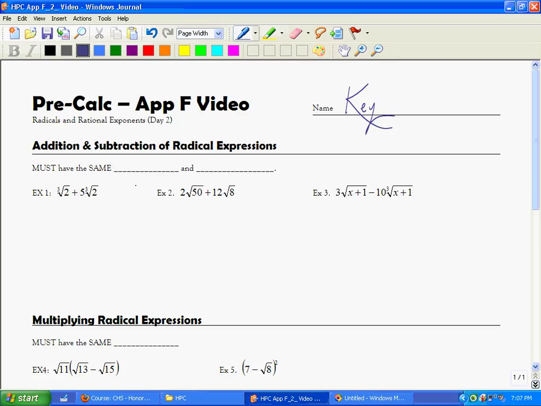Today we're going to talk about radicals and rational exponents again. This time we're going to add and subtract first. They must have the same index and the same radicand.